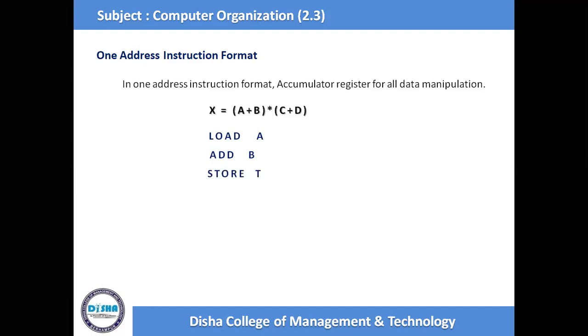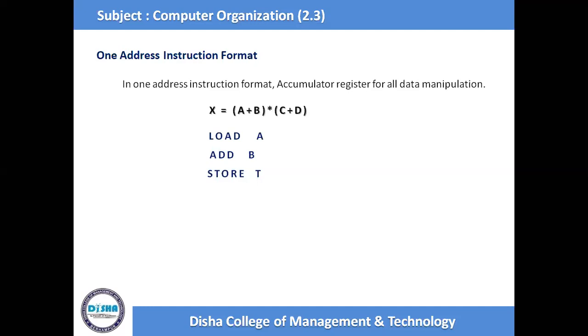The next step is that we have to vacate the accumulator to receive other data, so we use a temporary memory location, that is T. So when this instruction executes, store T, it means that we need to vacate the accumulator, because the accumulator is going to receive new data in the form of C and D. So we have to use the temporary memory location.